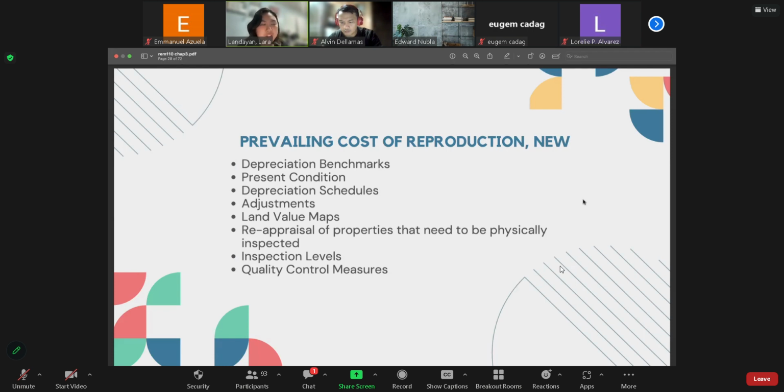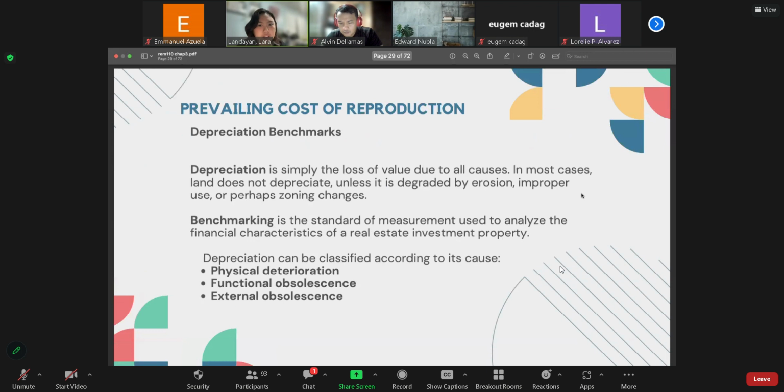So overall, she said that there are depreciation benchmarks, present conditions, depreciation schedules, adjustments, land value maps, reappraisal of the properties that need to be physically inspected, inspection levels, and quality control measures. So we talk about depreciation benchmarks. Depreciation is simply the loss of value due to all causes. In most cases, land does not depreciate unless it is degraded by erosion, improper use, or perhaps zoning changes.